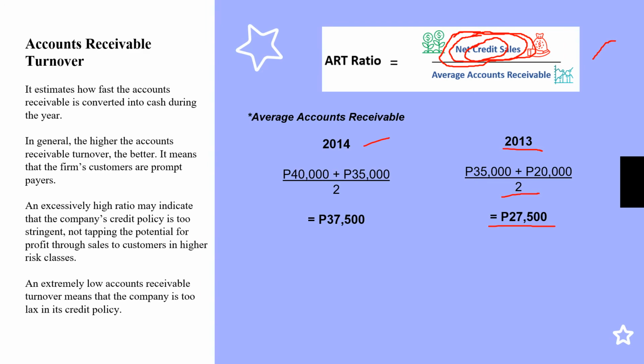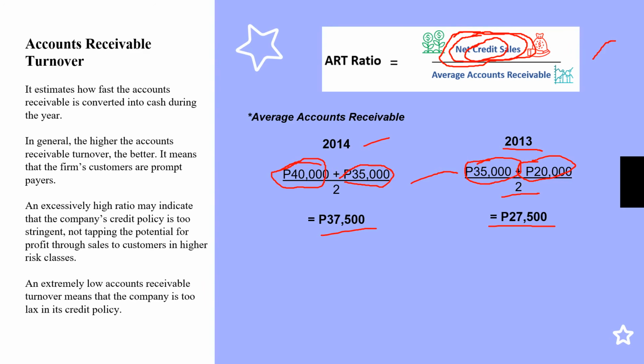So same here with 2014. Okay? So ito yung, baligtad pala tayo dito. Ito yung ating luma, ito yung ating bago. Okay? So dito, pagdating sa 2014, ang luma natin is 35,000. Ito yung galing sa 2013. And then, 40,000 naman yung pinaka-ending or pinaka-updated for 2014. So, meron tayong average accounts receivable na 37,500. Okay, so nakuha na natin yung average accounts receivable.